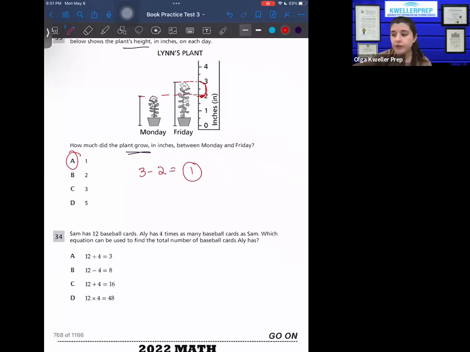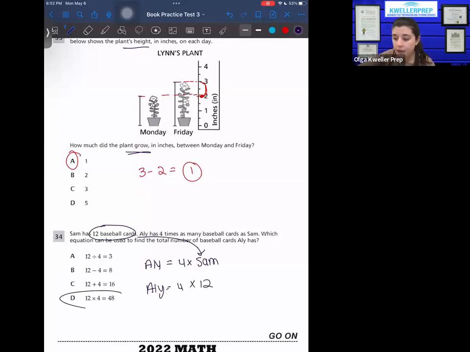And the last one for us here today, before we move on to the short answers, we have Sam has 12 baseball cards, right? So Allie has 4 times as many as Sam. So again, 4 times Sam, but I know that Sam is 12. So Allie is 4 times 12. And then that's easy. That gives me my answer, choice D.